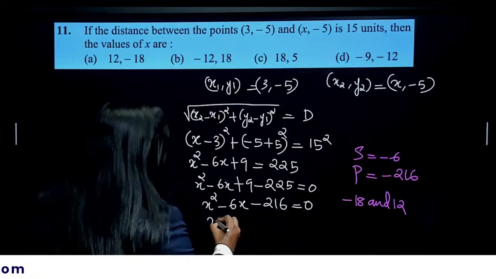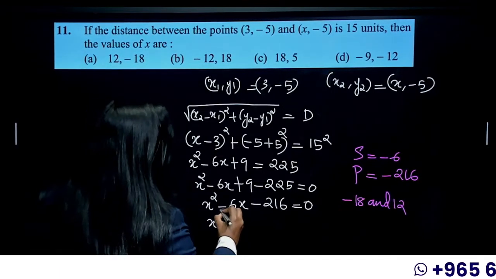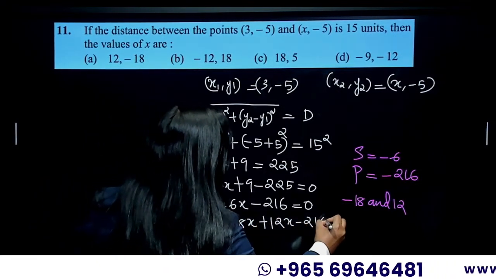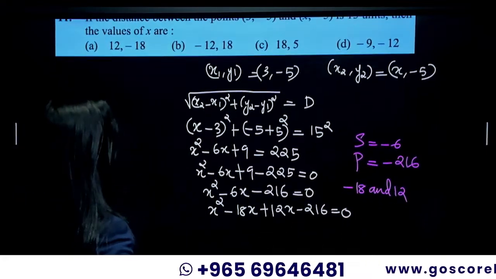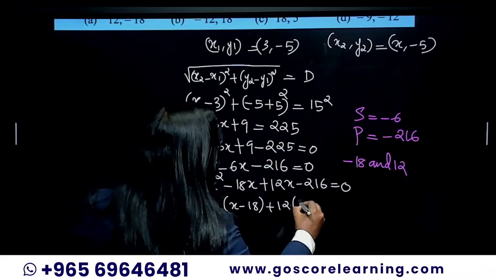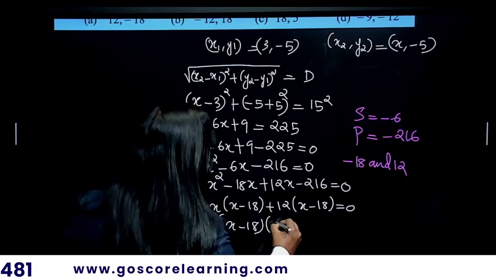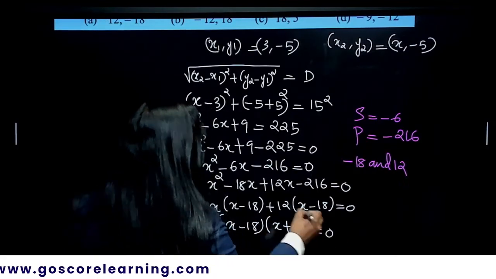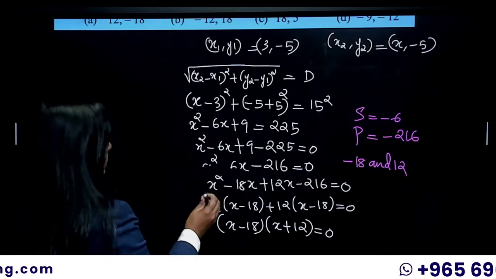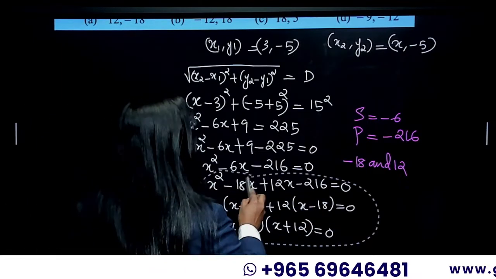So this will be x into x minus 6. Oh, sorry, I didn't simplify it. X squared minus 18x plus 12x minus 216 equal to 0. Or this is x into x minus 18 plus 12 into x minus 18 is equal to 0. So x minus 18 and x plus 12 is equal to 0. Or you can directly write from here. You got negative 18 and positive 12, right? So no need of writing all the steps. If you want, this is an MCQ, right?